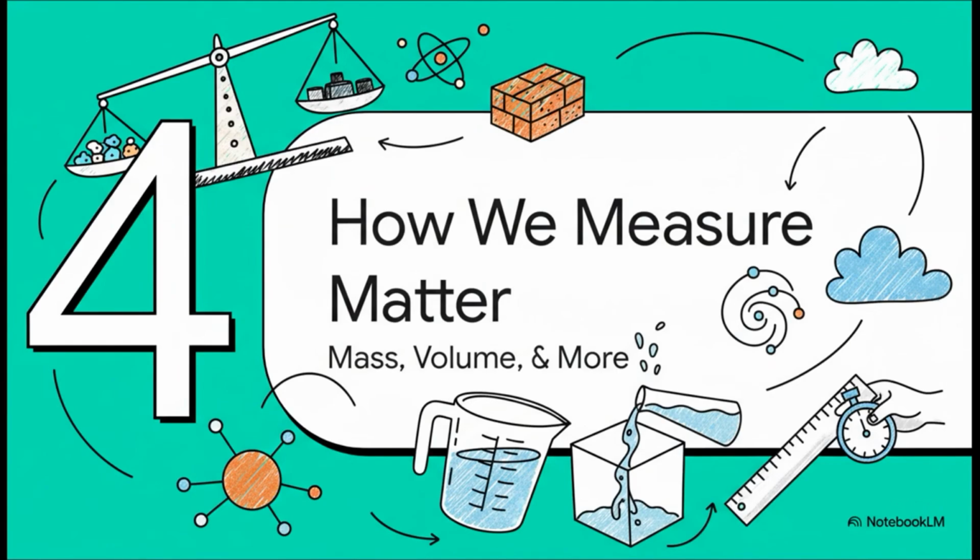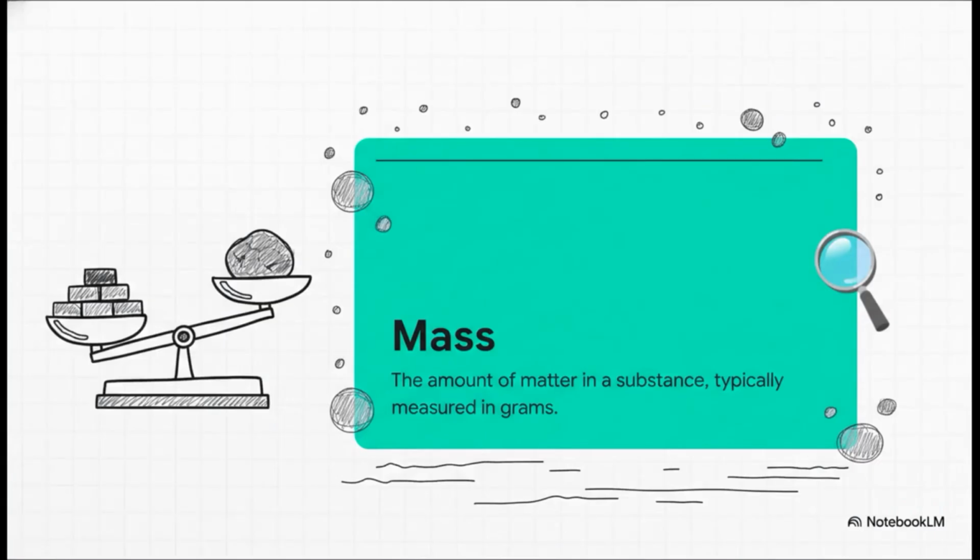Let's zoom back out and get practical. How do we actually measure all this stuff in the real world? First up, we've got mass. Mass is just a fancy word for how much stuff is packed into an object. And don't get this mixed up with weight. Your weight would change if you went to the moon, but your mass, the amount of you, stays exactly the same. We usually measure it in grams.